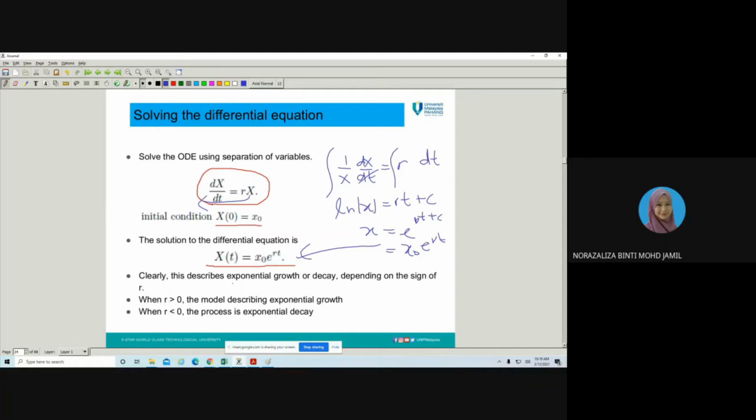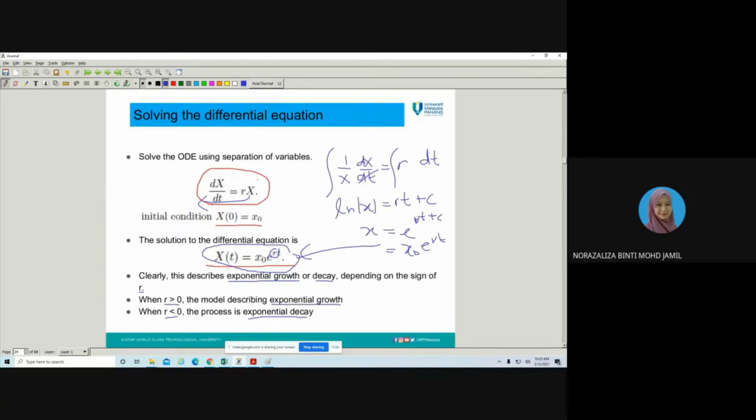Clearly, this describes exponential growth or decay. We can have a decay situation if r is negative, right? So it depends on the sign of r. When r is greater than 0, the model is exponential growth. It depends on r here. Okay? If r is less than 0, the process is exponential decay.